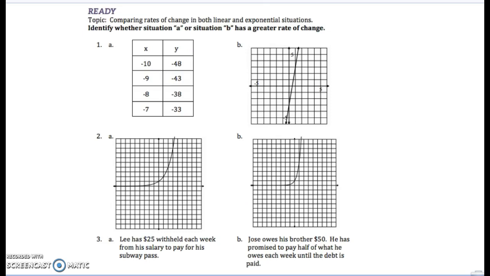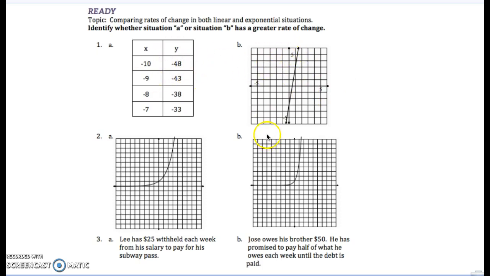I've got a few more problems. I posted these for you if you're looking for a little more practice. It says comparing rates of change in both linear and exponential situations. Identify whether situation A has a greater rate of change than B. Which one is bigger? So you can see that A is on this left-hand side, and this is B.